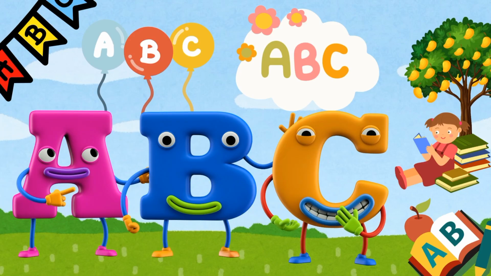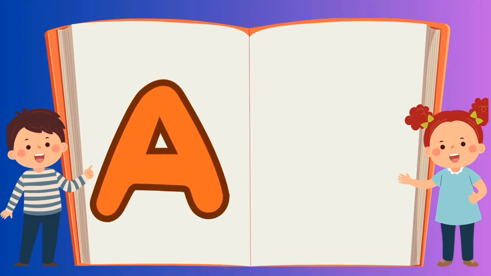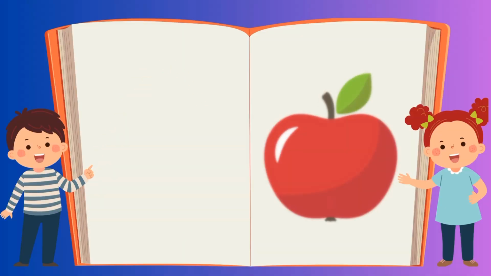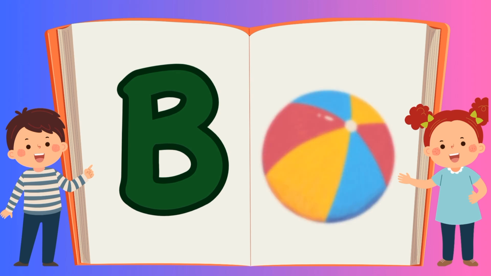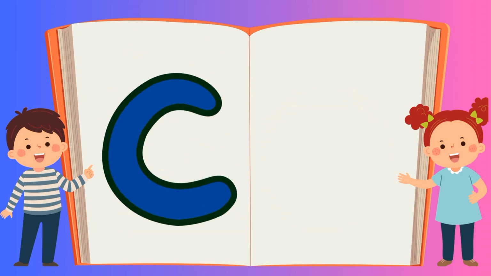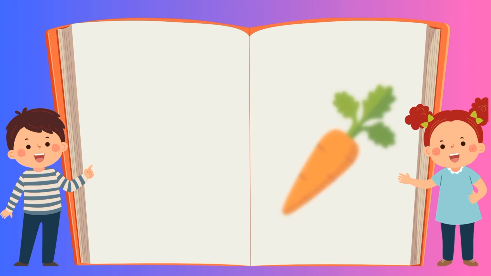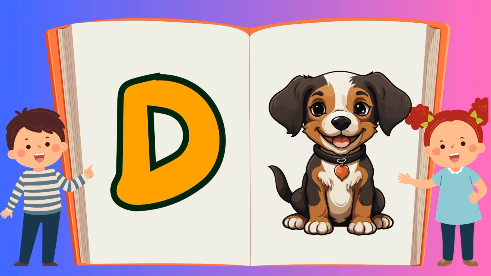Let's learn ABC phonics. A for apple. Apple. B for ball. Ball. C for carrot. Carrot. D for dog.